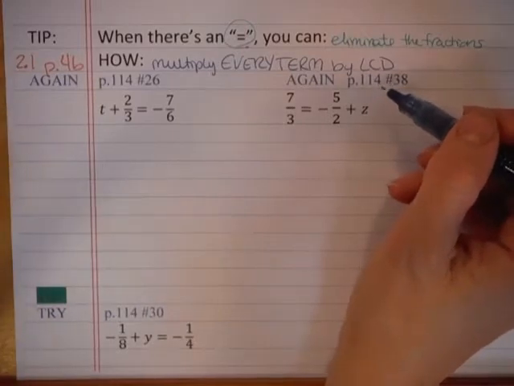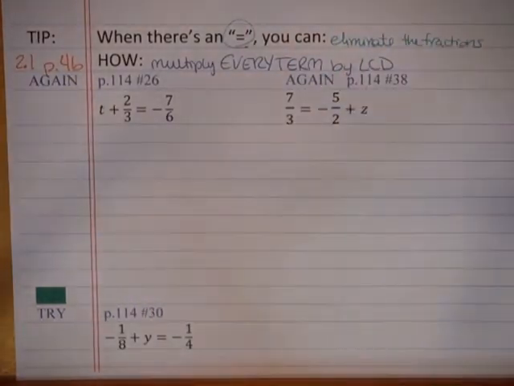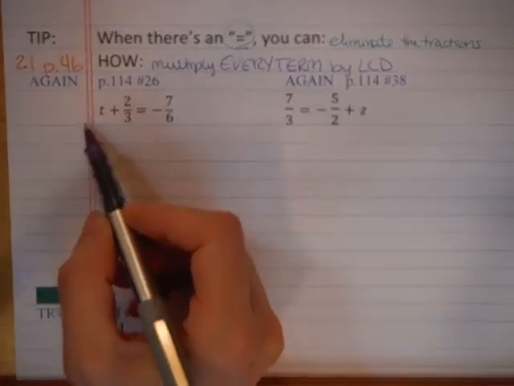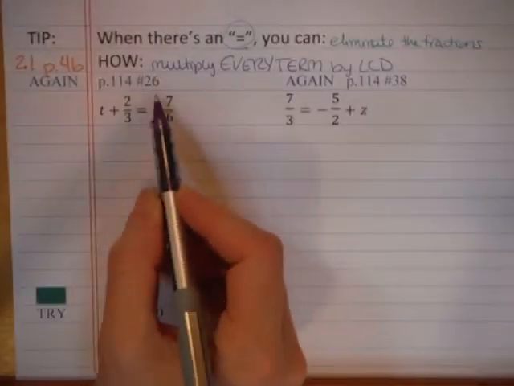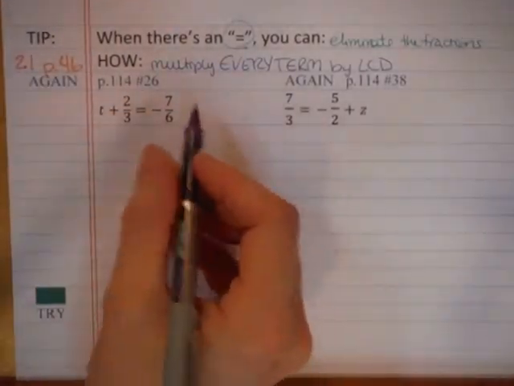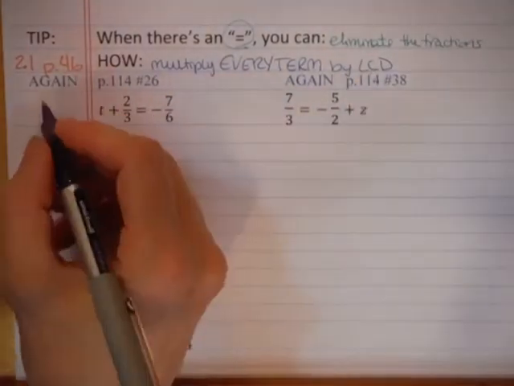So you can actually use this little trick now, or this tip, I should say. It's not a trick. The reason why we can multiply everything by the same number is because we're keeping it balanced. We're basically multiplying one side by the LCD, the other side by the LCD.